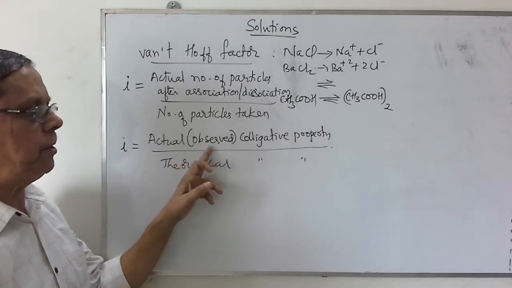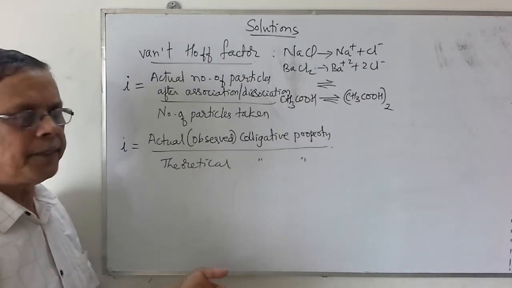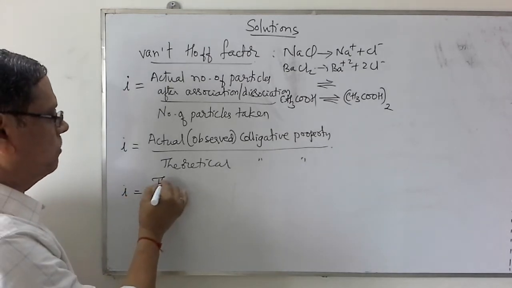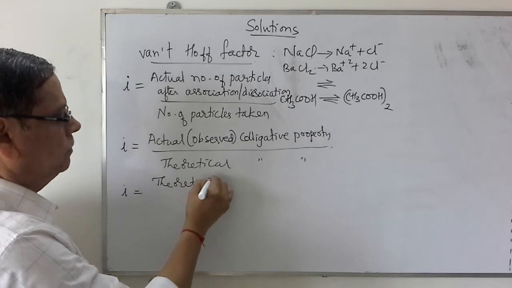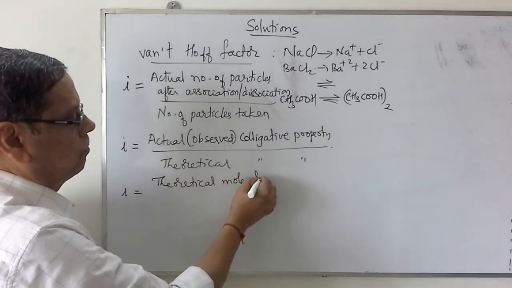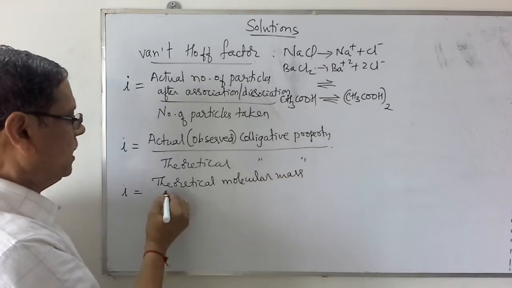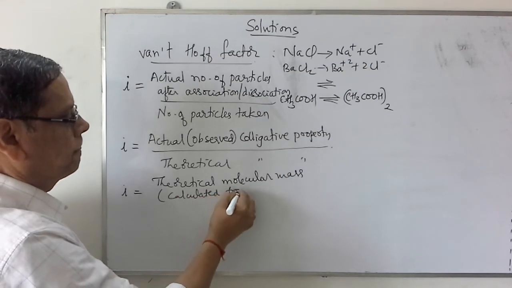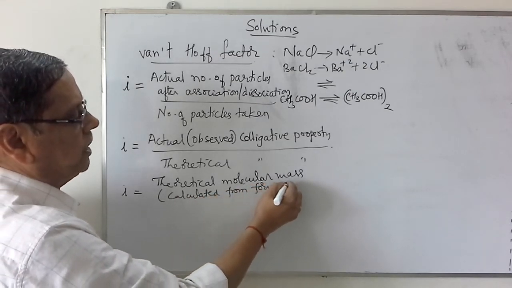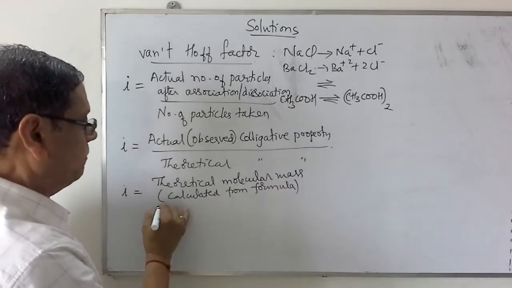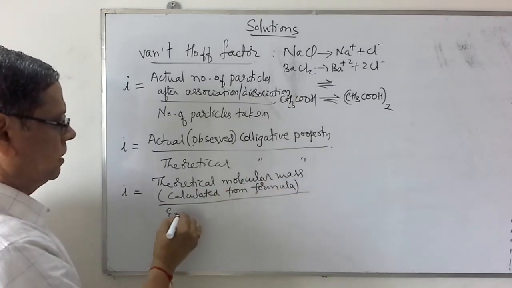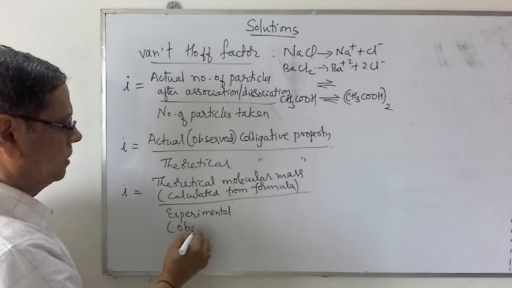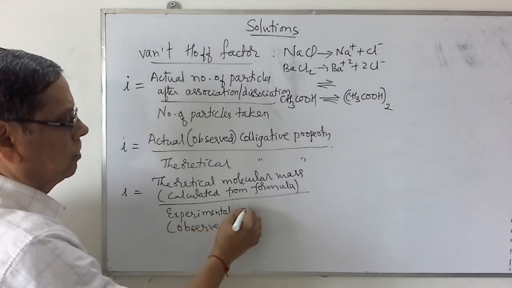But we know that colligative property is inversely related to molecular mass. Therefore, this can also be written in terms of molecular mass as the theoretical molecular mass. This theoretical molecular mass is actually calculated from the formula. If you know the formula, you can calculate the molecular mass, divided by the experimental molecular mass. Experimental can also be written as observed molecular mass.